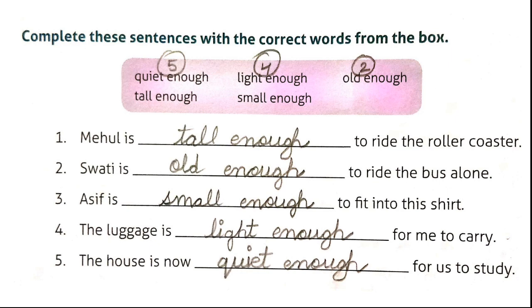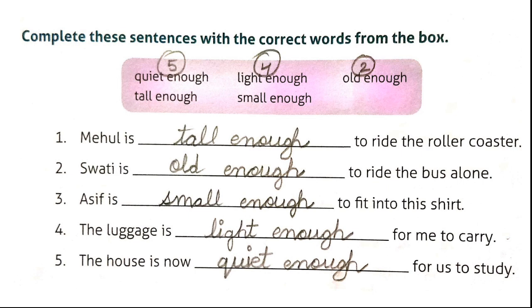See the first one. Mehul is dash to ride the roller coaster. So here we'll write tall enough. It means that Mehul is as tall as needed to ride the roller coaster. Second one, Swati is dash to ride the bus alone. Now to ride the bus alone, you need to be older. So that is why here it will come Swati is old enough.